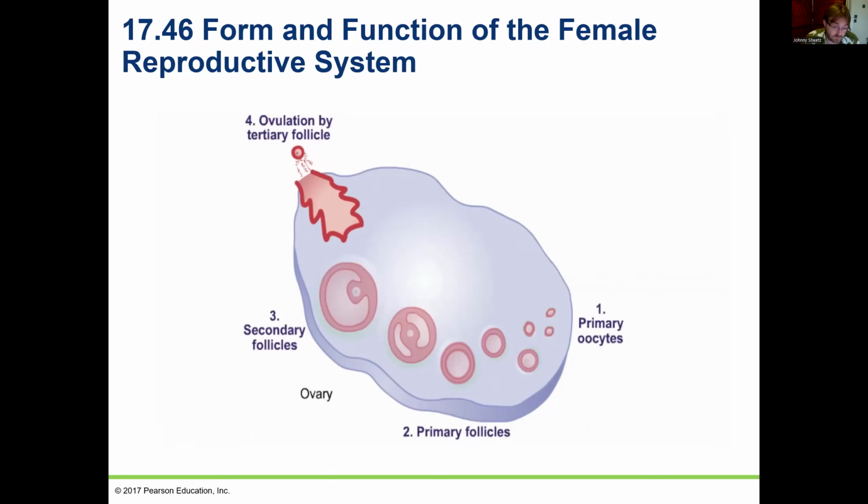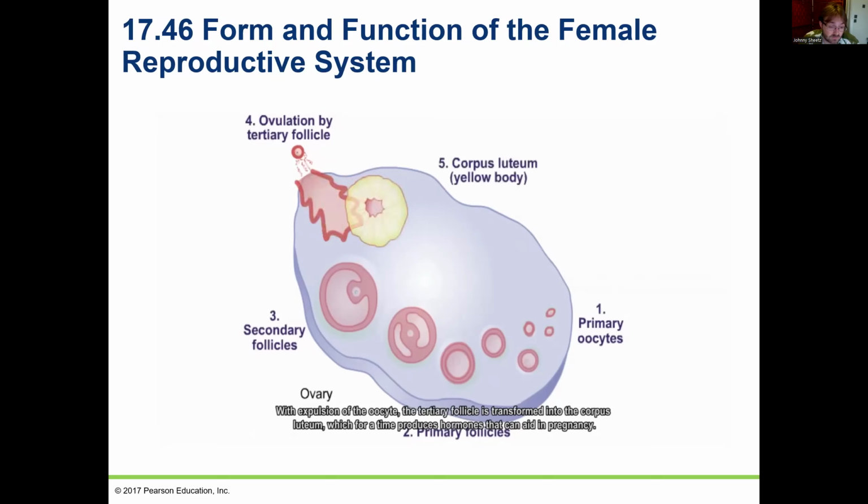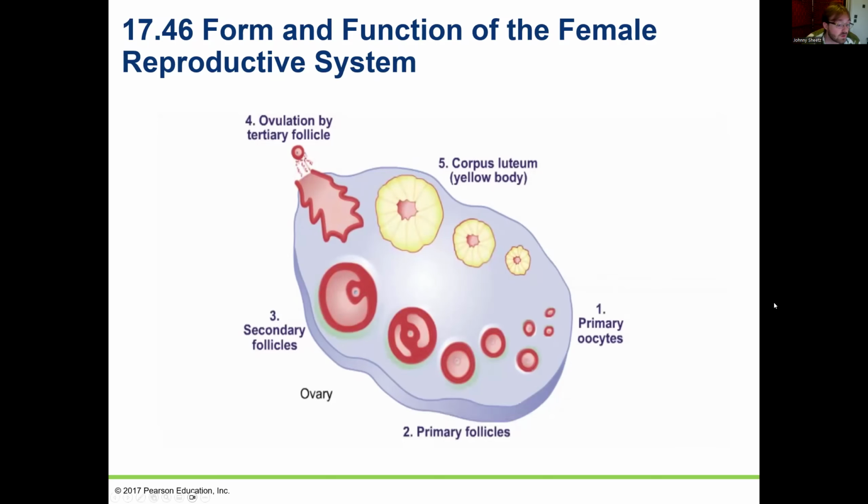With expulsion of the oocyte, the tertiary follicle is transformed into the corpus luteum, which for a time produces hormones that can aid in pregnancy. So the corpus luteum is going to be producing progesterone, which is the pregnancy maintenance hormone. It's going to tell your body not to shed the uterine wall because it has an egg incubated there. The corpus luteum is only going to remain active during the first part of a standard menstrual cycle. But if a baby is present, then it's going to be present throughout the entire course of the pregnancy.